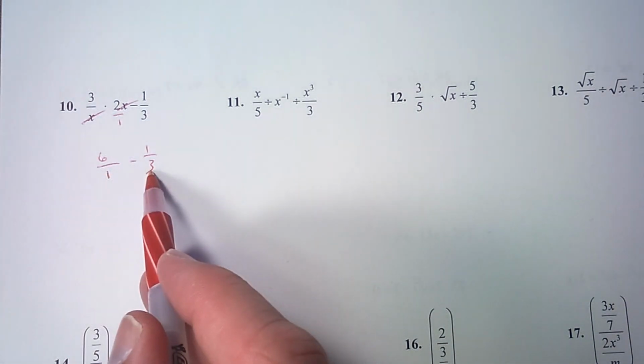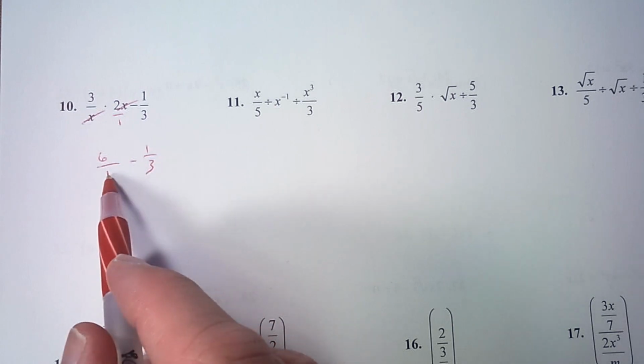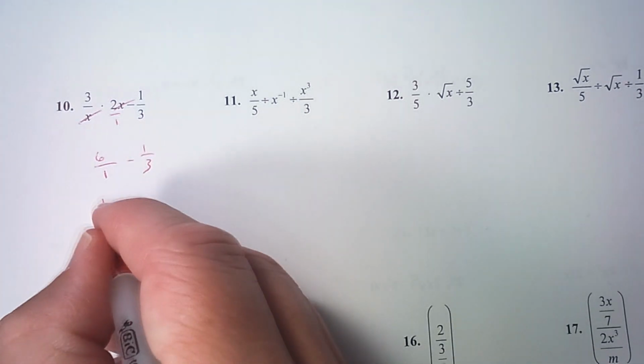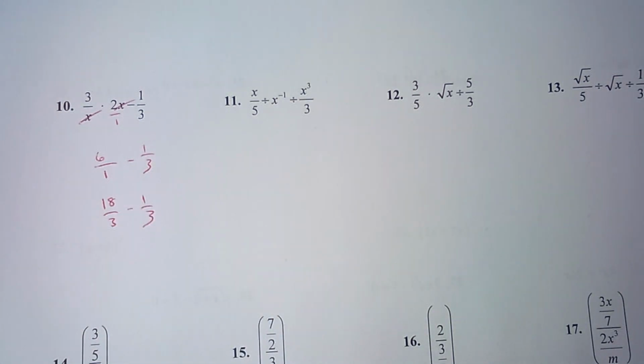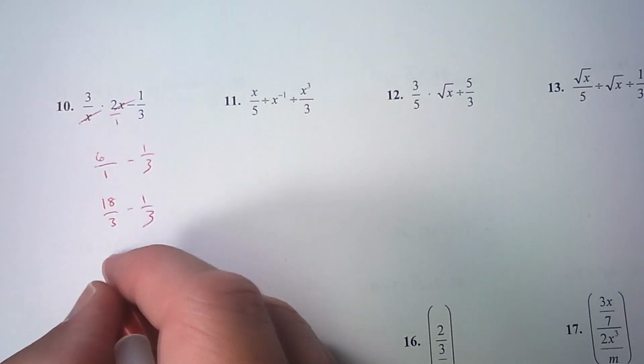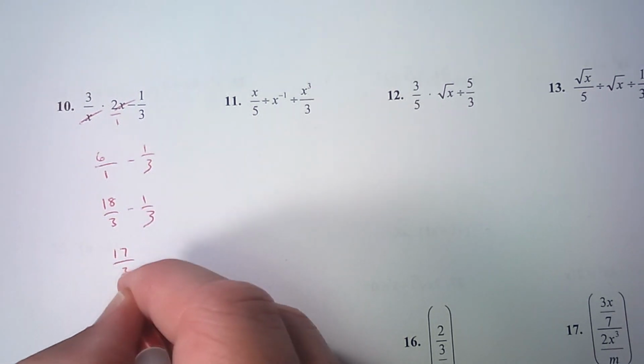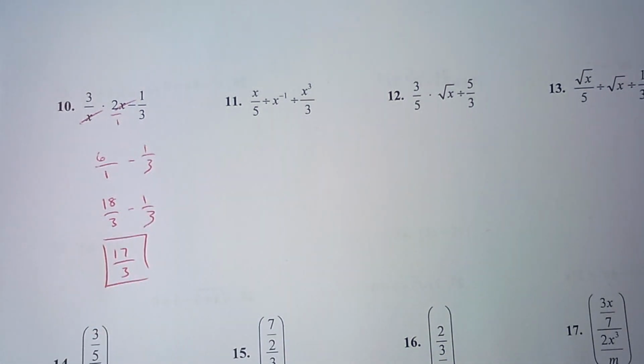Okay, now 1 and 3, their lowest common denominator is going to be 3. So I'm going to multiply top and bottom here by 3, and I'll have 18/3 minus 1/3. And I can subtract across the numerator: 17/3.